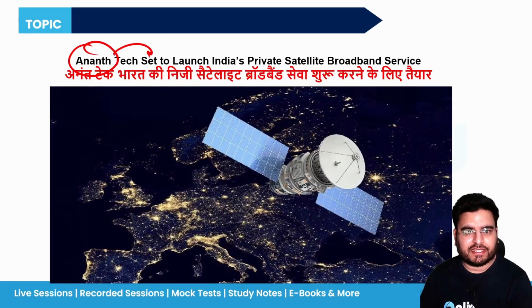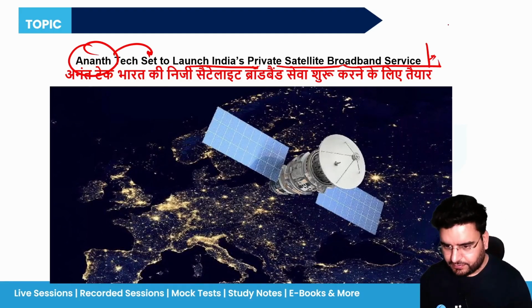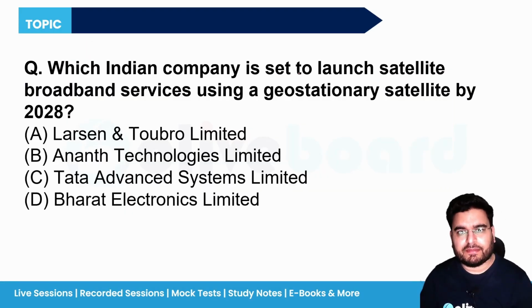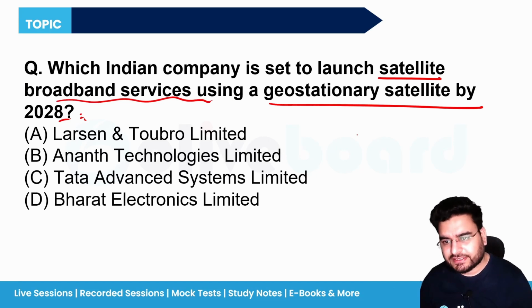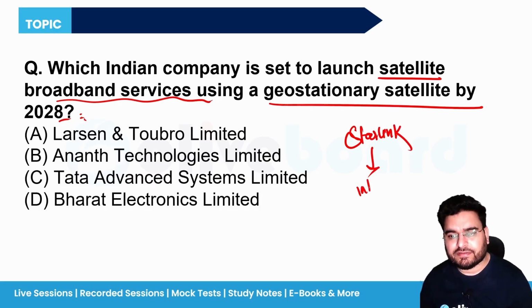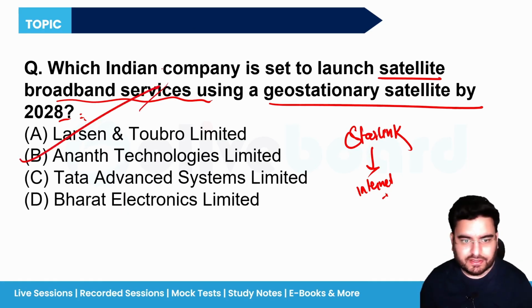Next is Anant Technologies, set to launch India's first private satellite broadband service. Satellite based broadband. So which company? Which Indian company is set to launch satellite broadband service using a geostationary satellite by 2028? Just like Elon Musk's Starlink is used to provide internet service, one Indian company is going to launch a satellite for providing broadband service, calling and everything. So correct answer is Anant Technologies Limited.